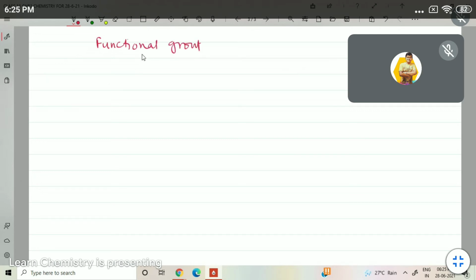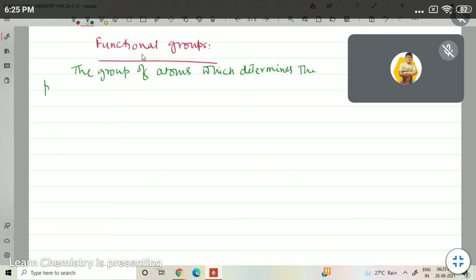Functional groups are basically the group of atoms which determines the property of an organic compound. Okay, let's discuss a few examples of functional groups and also the class of organic compounds at a time.